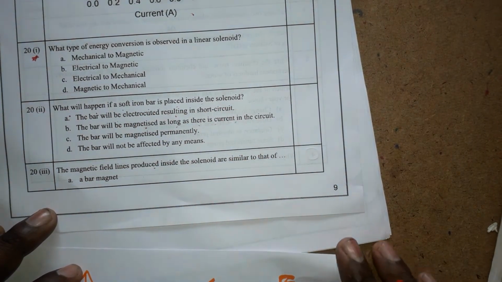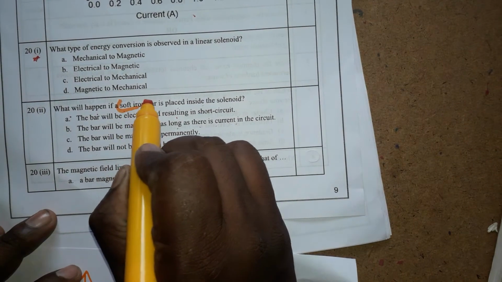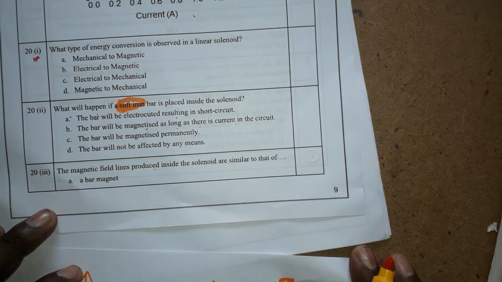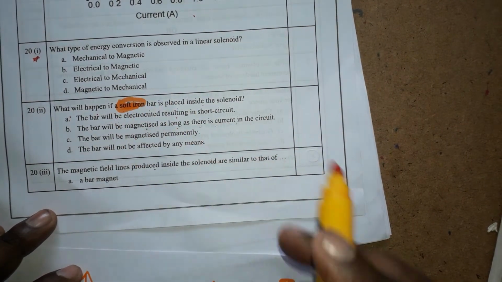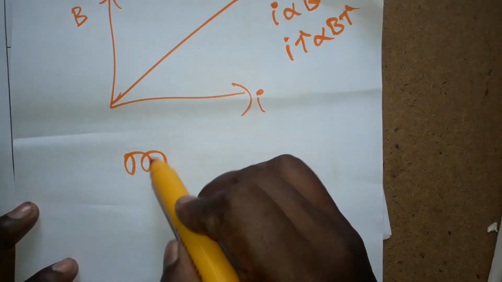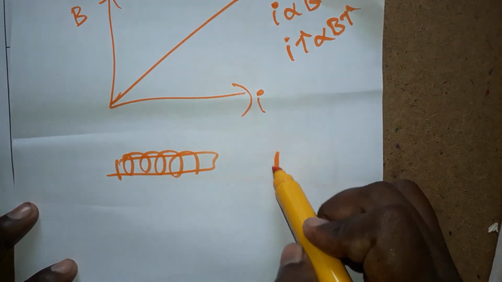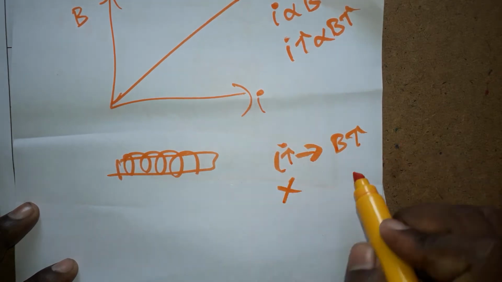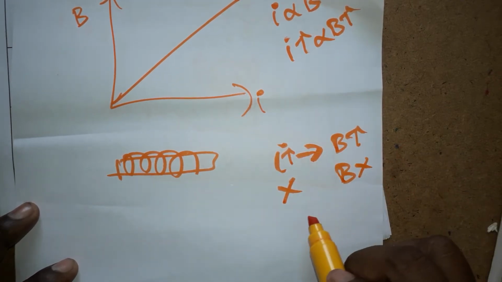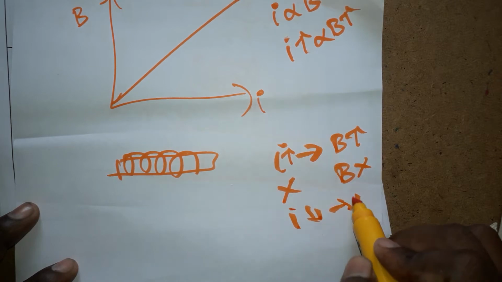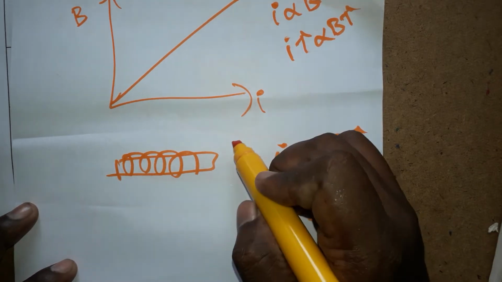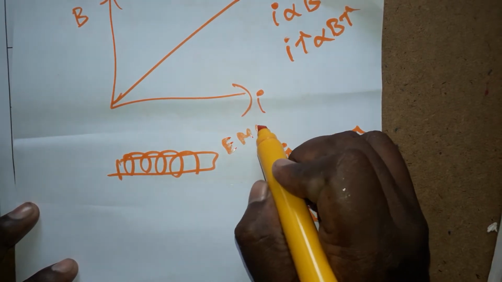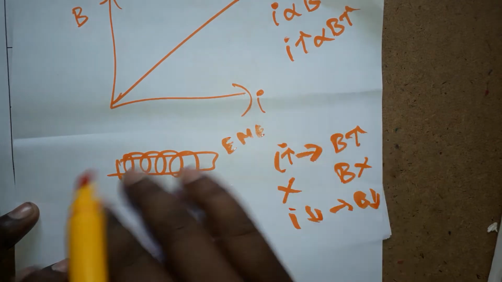Soft iron core is a ferromagnetic material. When we place a ferromagnetic material in a solenoid coil, the magnetic strength will increase. When the current is increased, the magnetic field will increase. When the current is stopped, the magnetic field will stop. When the current is decreased, the magnetic field will decrease. It will act as an electromagnet, and it is a temporary magnet. This is the behavior that will happen.